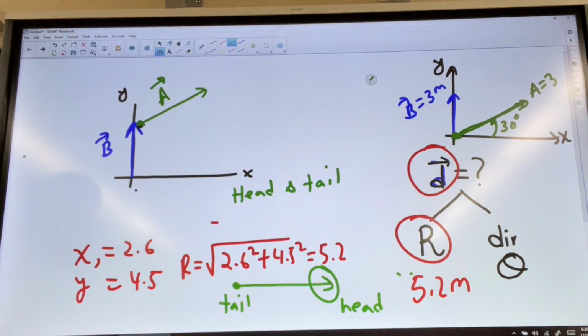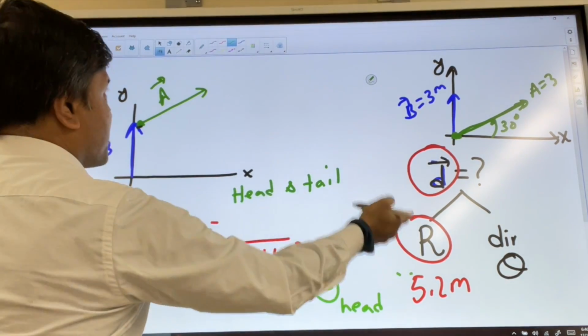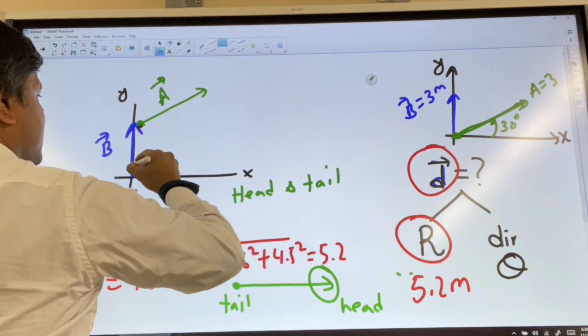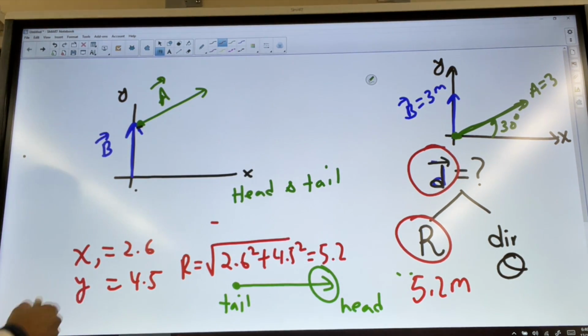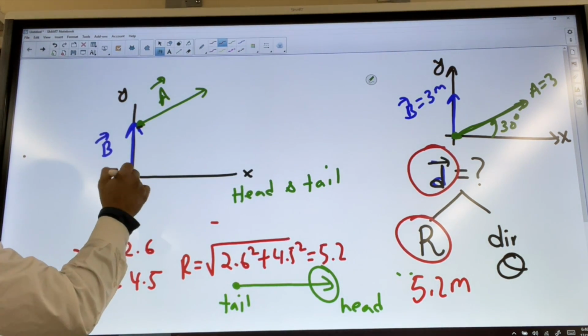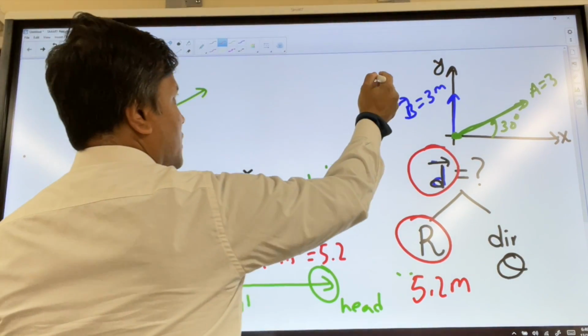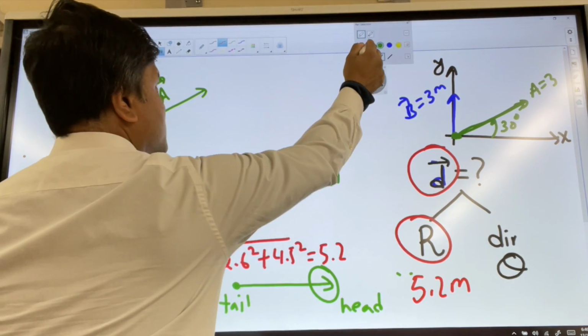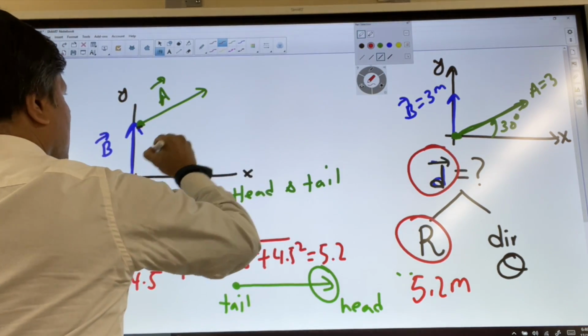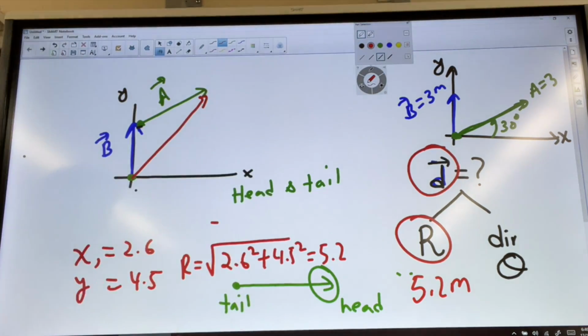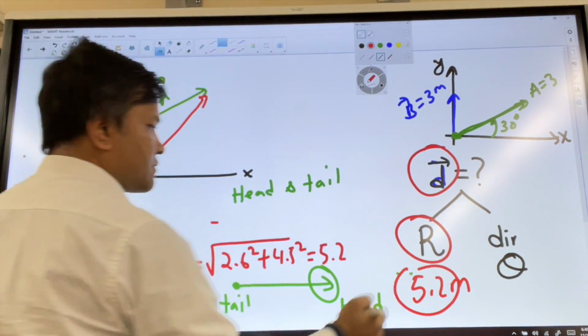Now I know the resultant, but I have to draw the resultant. So how do you draw the resultant? From the origin to the arrow at the end. This is how you draw the resultant. So let's draw the resultant. This is the resultant. What is the size of the resultant? 5.2.